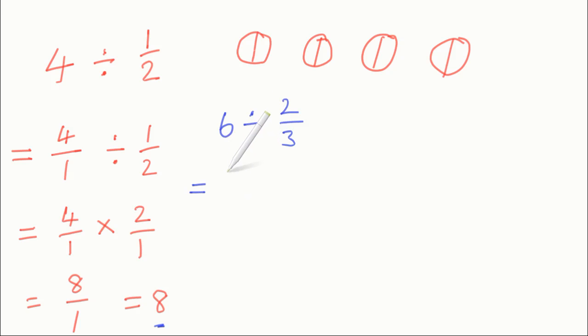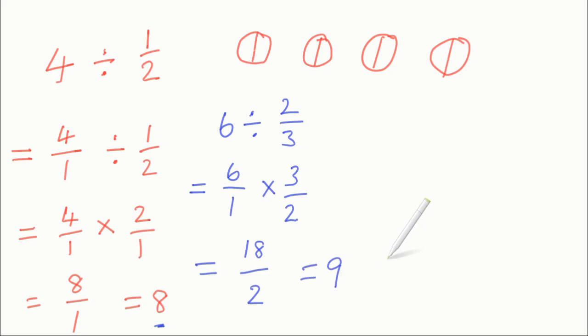So once again, 6, put that over 1, change this divide to times and turn this fraction upside down, so 6 times 3 over 2. Then 6 times 3 on the top is 18. On the bottom, 1 times 2 is 2. And then how many 2s in 18? The answer is 9. So the answer to that question is 9.